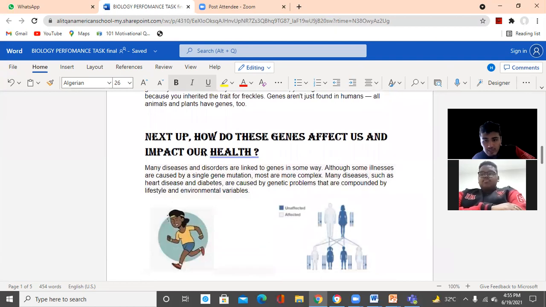Next up, how do genes affect and impact health? Many diseases and disorders are linked to genes in some way, although some illnesses are caused by a single gene mutation. Most are complex. Many diseases, such as heart disease and diabetes, are caused by genetic problems that are compounded by lifestyle and environmental variables.